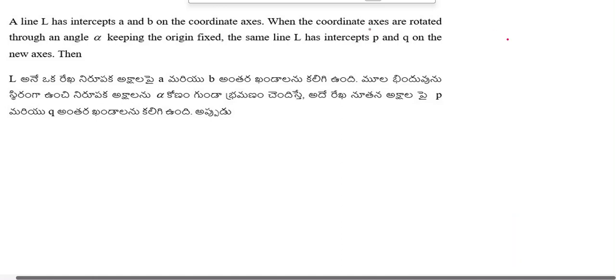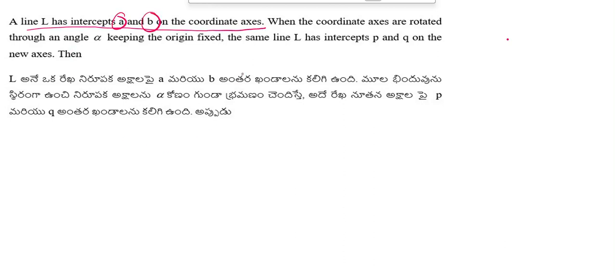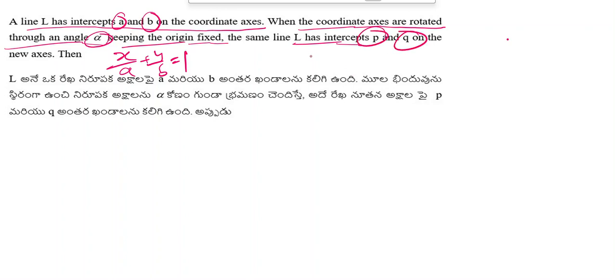This is the next question from translation of axes. A line L has intercepts a, b on the coordinate axes. Here small a, small b are the intercepts, that means the intercept form is x by a plus y by b is equal to 1. When the coordinate axes are rotated through an angle alpha, keeping the origin fixed, the same line L has intercepts p, q. That means the line equation is x by p plus y by q is equal to 1.